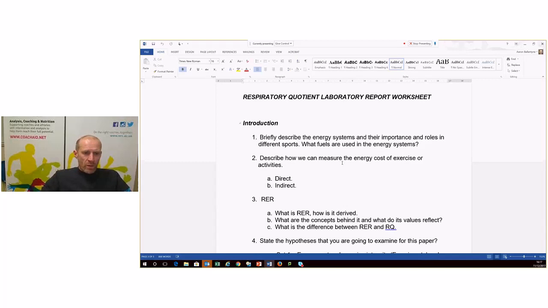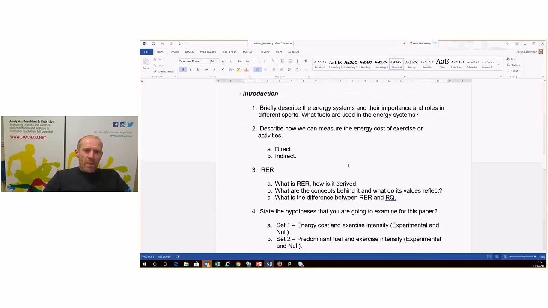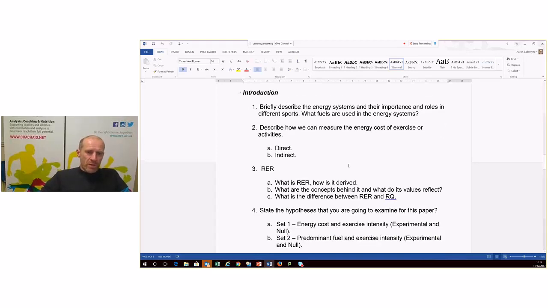So question one, the introduction. Briefly describe the energy systems and their importance and roles in different sports. What fuels are used in energy systems? For this question, you're looking at a description of where energy comes from in the body first. Think back to ATP, which I said was the currency of muscle contraction in the body. You need to start this question by talking briefly about ATP. What does it do? Where does it come from? How is it broken down? And what is it?